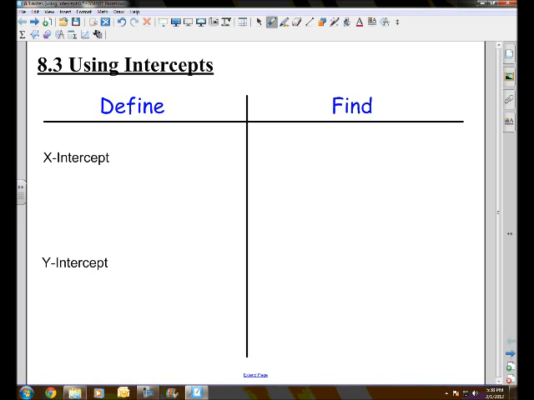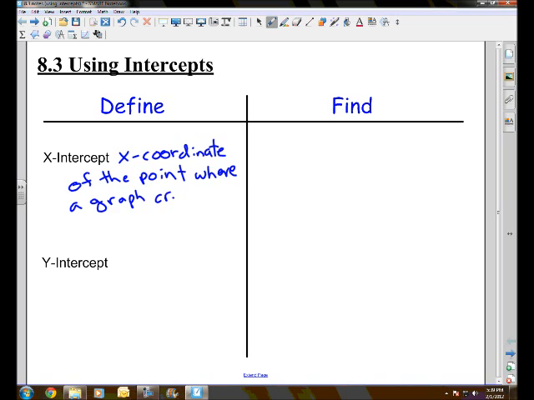Okay, if you look in your book, we'll find a definition of an x-intercept and a y-intercept. We're going to say that an x-intercept, now I'm going to paraphrase a little bit here, but an x-intercept is the x-coordinate of the point where a graph crosses the x-axis.